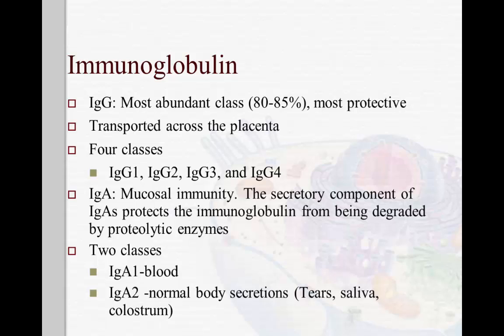So IgG is the most abundant class. It is more protective. It is released in the secondary immune response. It's not inactive. It would be in passive immunity.